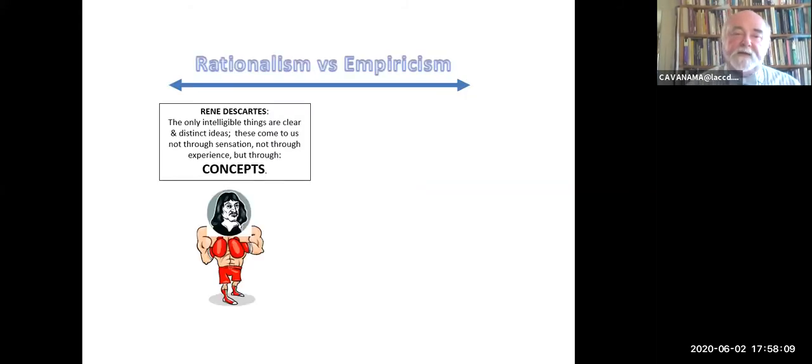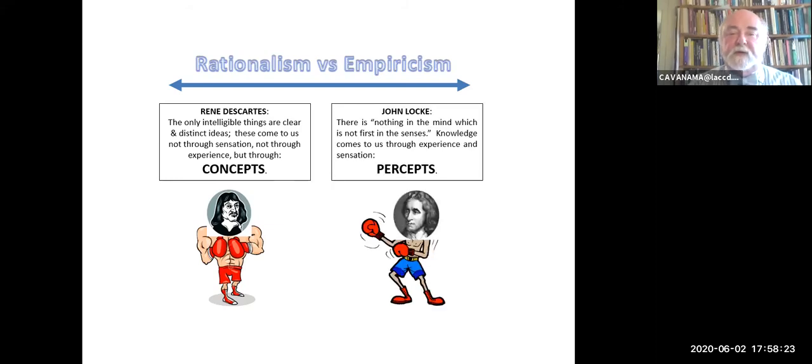In this corner, wearing the red trunks, René Descartes: the only intelligible things are clear and distinct ideas. These come to us not through sensation, not through experience, but through concepts. And in the other corner, wearing the blue trunks, John Locke: there is nothing in the mind which is not first in the senses. Knowledge comes to us through experience and sensation, percepts. Okay. Concepts versus percepts.